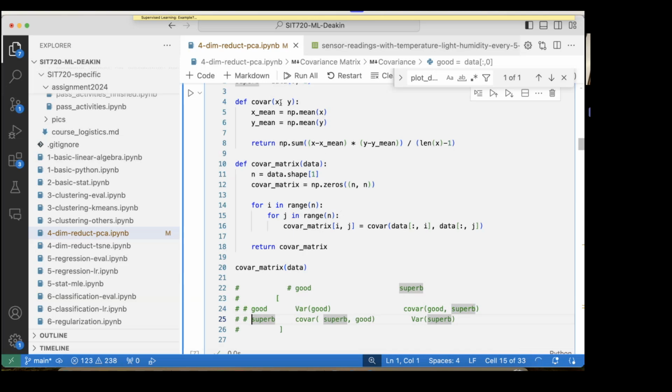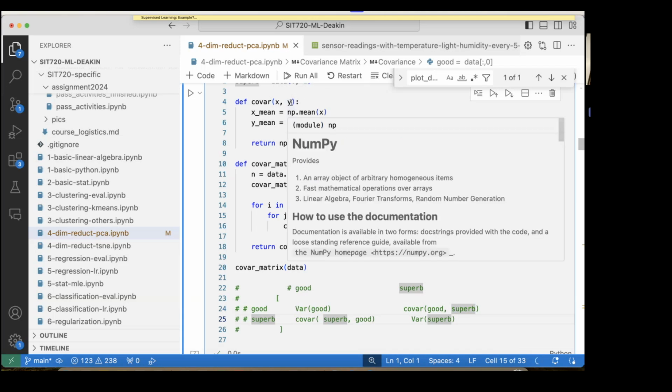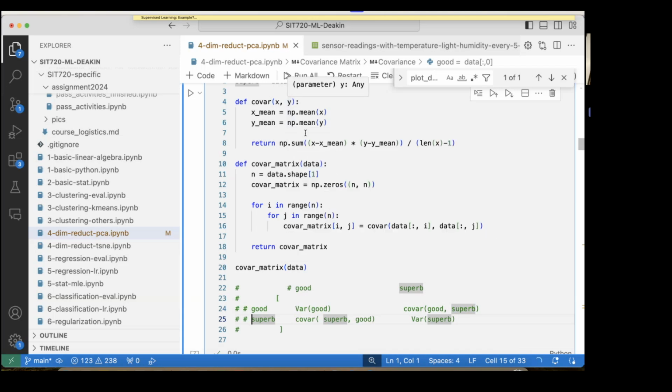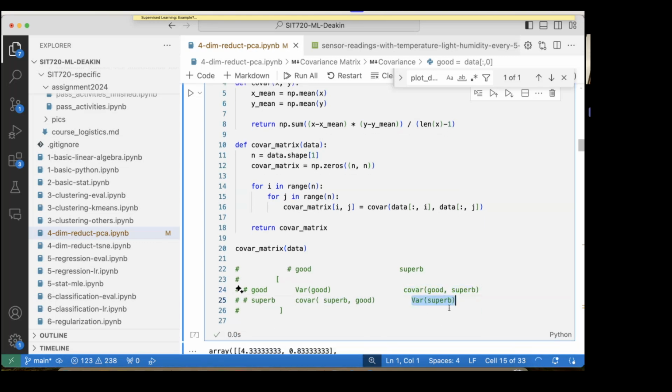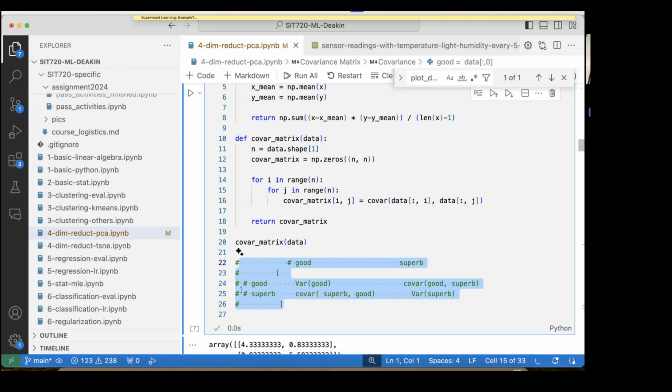Note that whether you make x super or you make y super, if you change the order, it doesn't matter, right? Because this is multiplication. Whether good appears as the first element or the second element, it will be the same. So this covariance and this covariance will be the same. And then you have the variance of super. So this is a covariance matrix, okay?